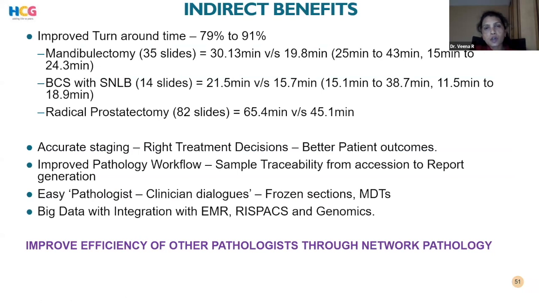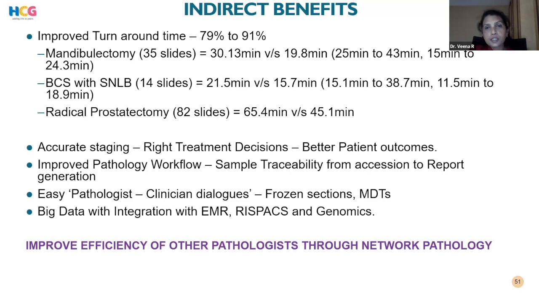Radical prostatectomy used to take almost an hour for reporting, and now it takes almost 40 to 45 minutes. Our staging is much more accurate because we have many annotation tools in the whole slide images, or the image management system, which we use comfortably. So we don't have to spend much time on the measurements, and staging is much more accurate.